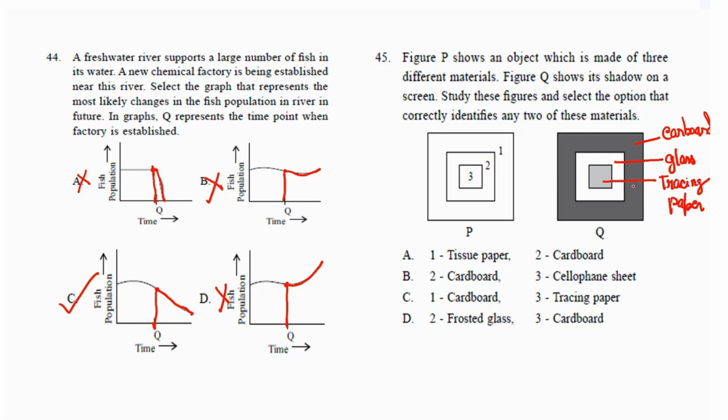So the first object is an opaque object, the second object is transparent, and the third object is translucent. So here in the options, tissue paper, cardboard, cellophane, C option suggests our correct answer. 1 is cardboard, that is completely opaque. 2 is the glass material, that is transparent, and 3 is the tracing paper, that is translucent. So C is the correct answer.